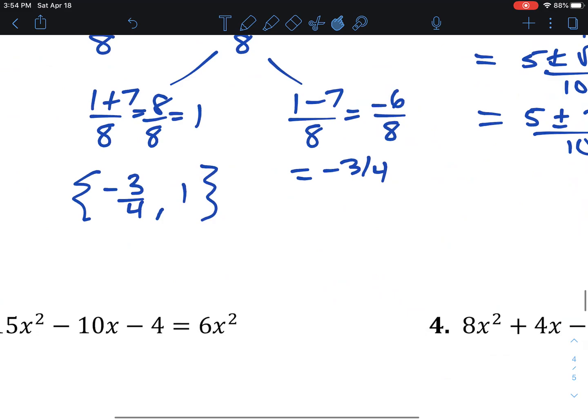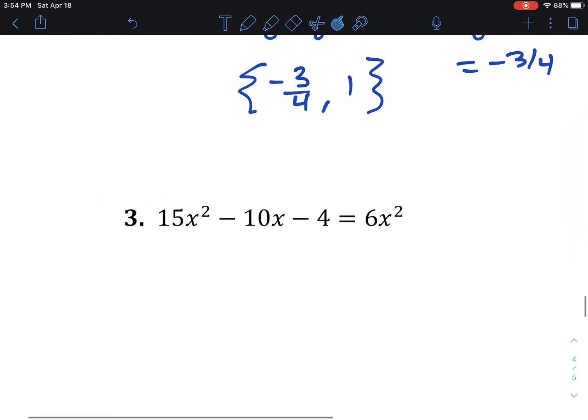And that's about it for the quadratic formula. It gets a little bit trickier if you've got it in a form like this where it's not equal to 0 yet, but you really just got to move things around.